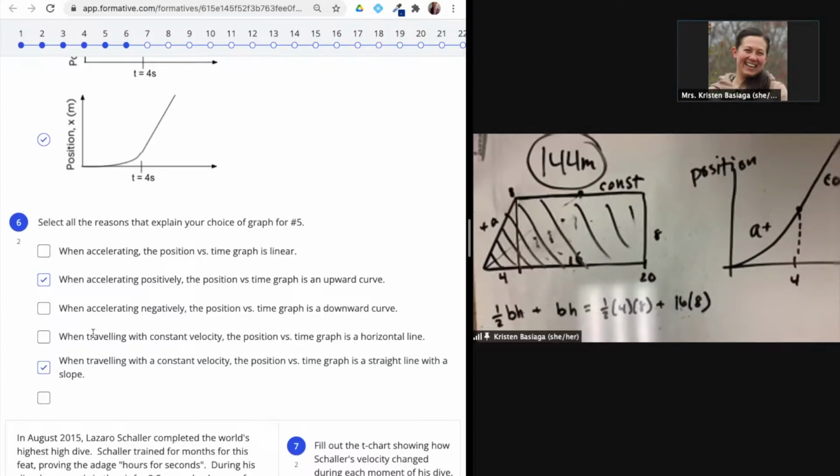If you're having trouble telling these two apart, it's not a horizontal line because that would mean an object that is staying in the same position. With a slope indicates that it is traveling.